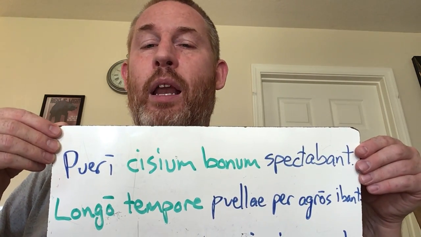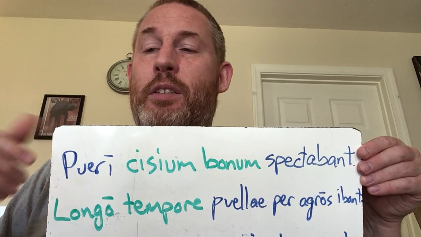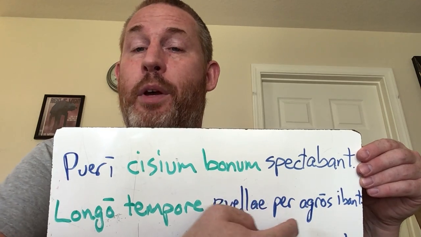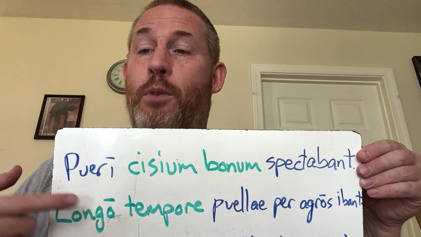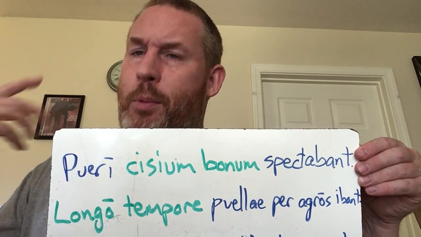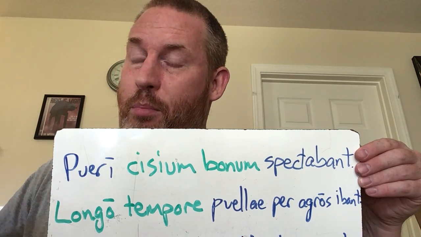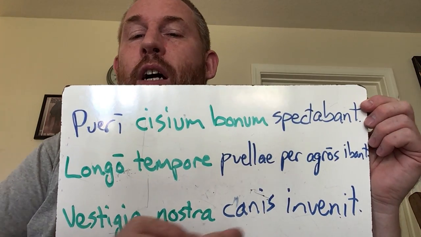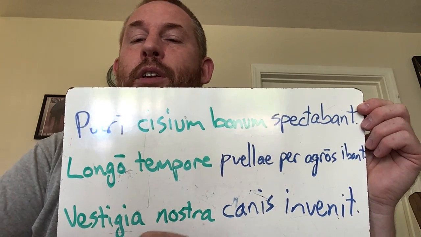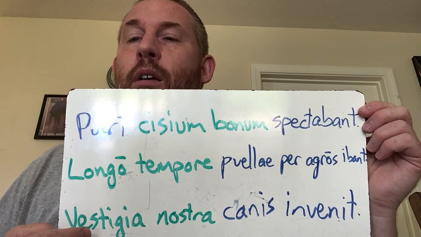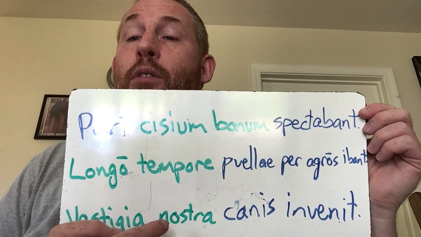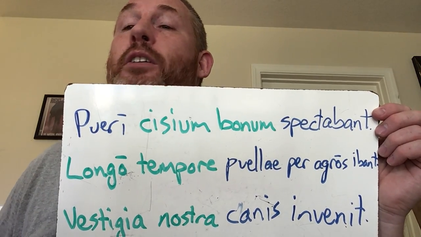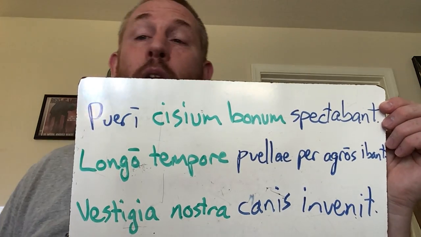Longo tempore puellae per agros ibant. For a long time, the girls were going through the fields. For a long time, ablative of time. Remember, we saw brevi tempore. Same thing, this is just longer. And then the last one, vestigia nostra canis invenit. The dog finds our tracks. Now notice every adjective matches the noun that it's modifying in number, case, and gender. Not necessarily spelling, but number, case, and gender.